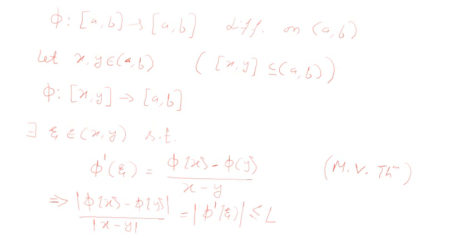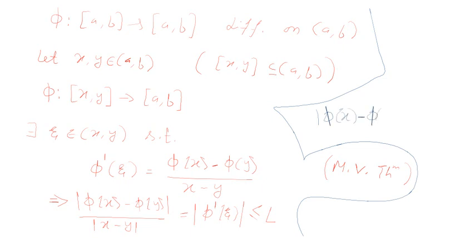So what does this imply? All this discussion implies that mod of phi of x minus phi of y is less than or equal to L times mod of x minus y for any x, y. We started with any x, y in AB. So this implies that phi is a contractive map, and hence by the previous result it has a unique fixed point and the functional iteration converges to that fixed point.